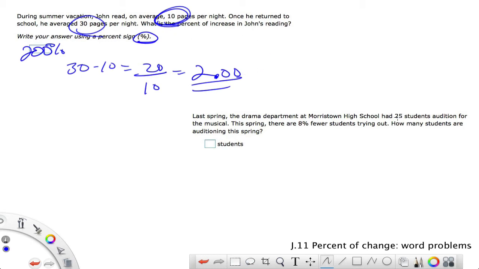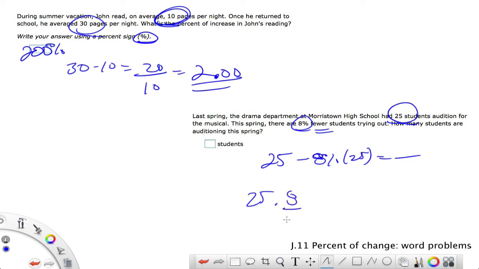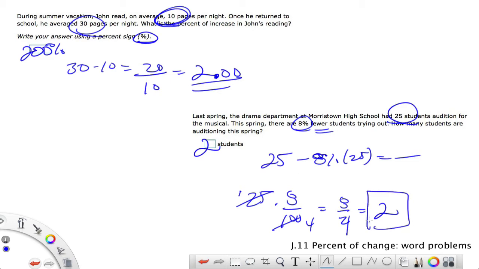Alright, so we have a school, there were 25 students who auditioned last spring, and now there's 8% fewer. So we'd say 25 minus 8% of 25 will equal the new number. We have 25 times 8%. So 25 and 100 can be reduced to 1 and 4. 8 over 4 equals 2. So in this case, it's 2 students. Notice that this is not 200% because this is the number of students, not the percentage. So don't get mixed up with what you're looking for.